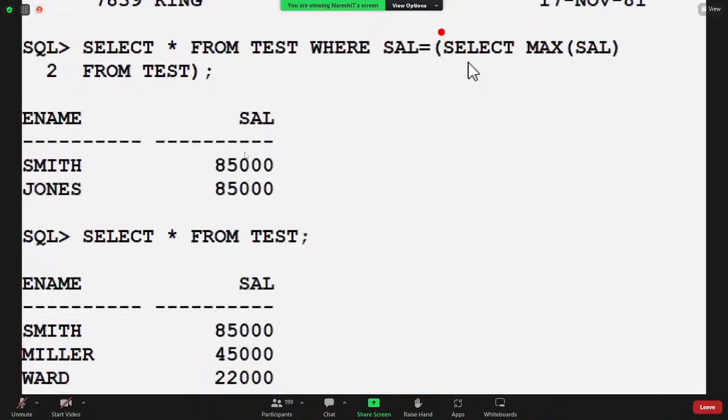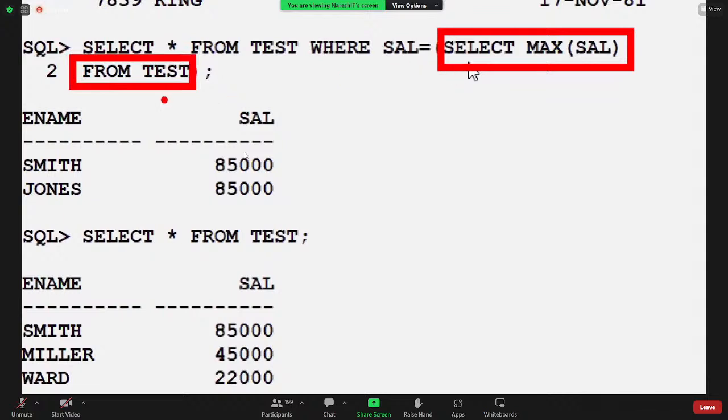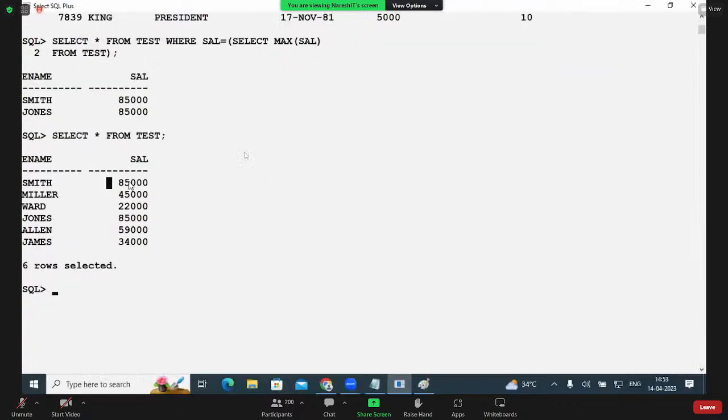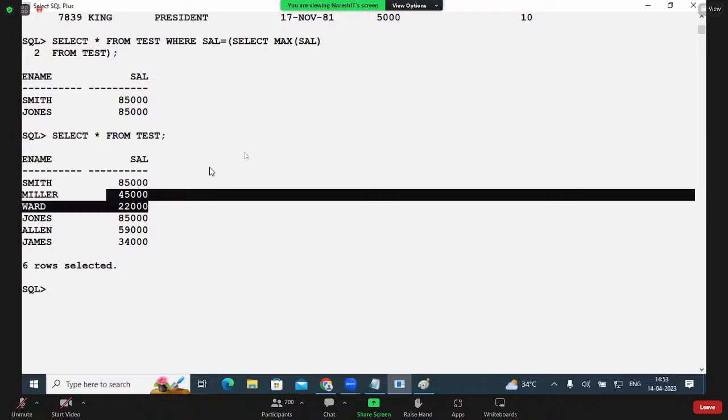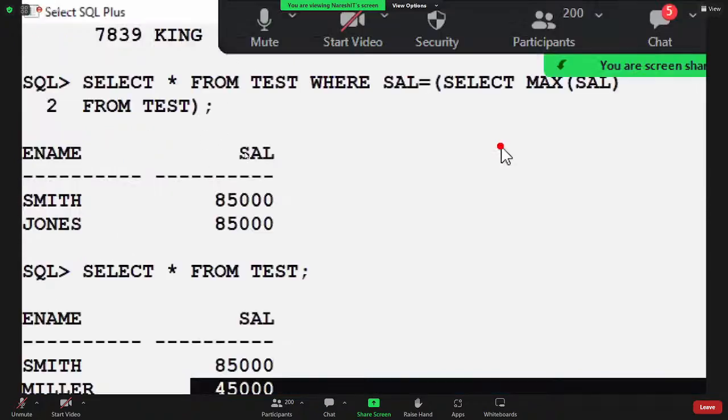In a non-correlated subquery, first, which query executes? Inner query. The inner query is executed. What will the inner query do? It will pick the highest salary. What is the highest salary in this? 85,000. After checking each and every row in the table, the highest value will be picked. That means here how many rows are being checked? 6 rows. Okay, 6 rows. Then 85,000 will come to you.